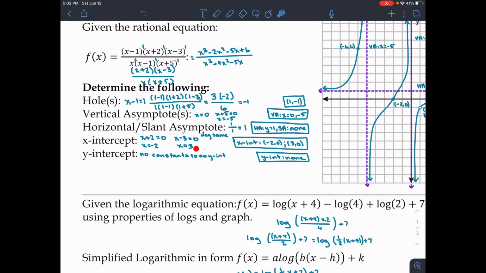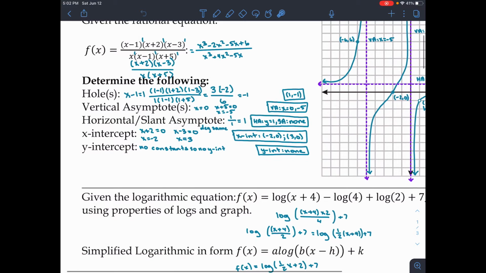For the x-intercept, we take the factors on the numerator that are not cancelled out, so that would be x plus 2 and x minus 3, and we set them equal to 0 to find x. So we get x equals negative 2 and x equals 3, and those would be our x-intercepts. When x is negative 2, y would be 0, and when x is 3, y would be 0. Those are our coordinates for the x-intercepts.